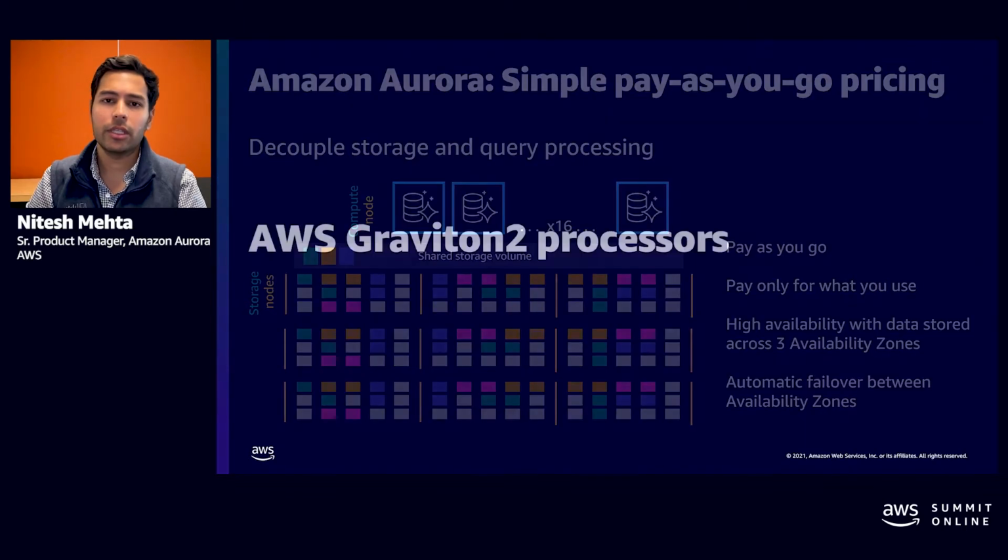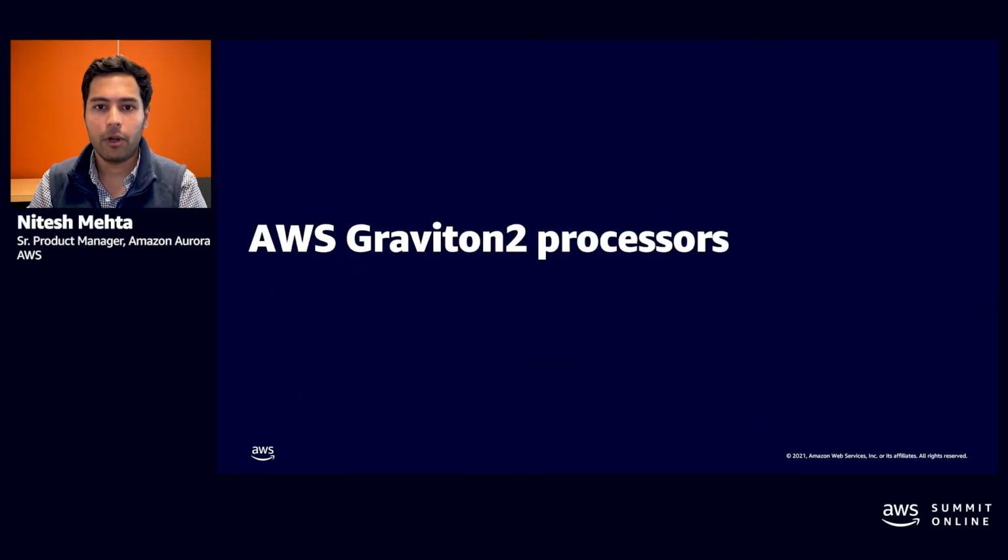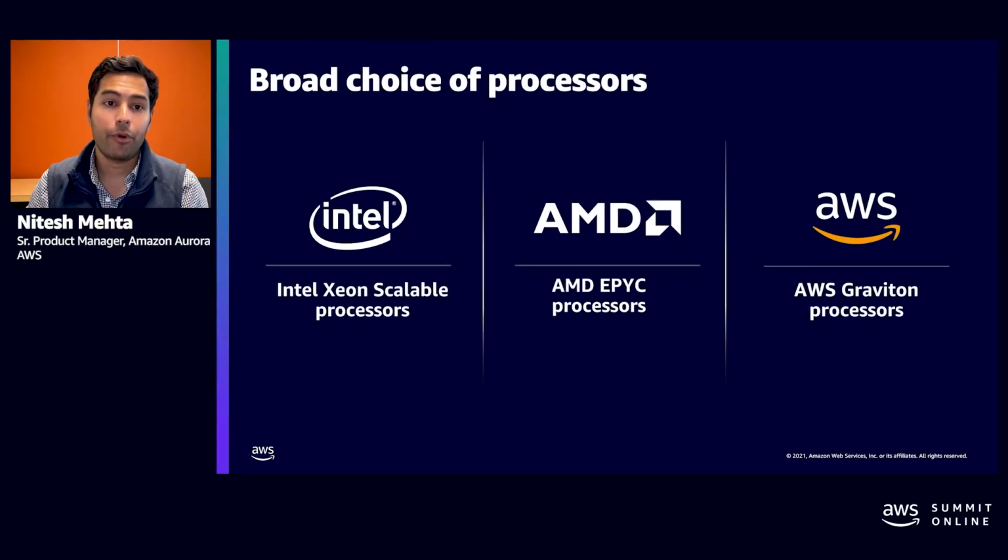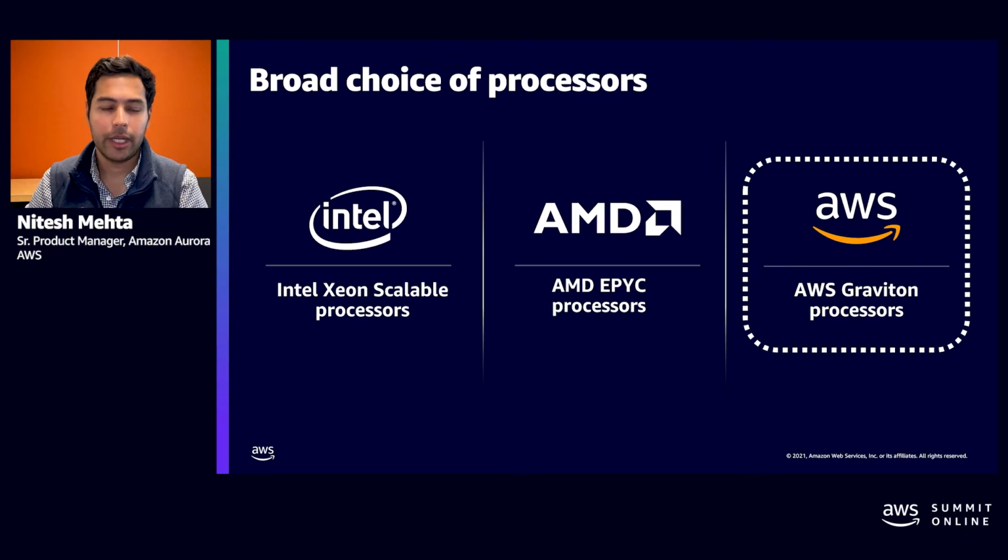Now let's switch gears a little bit. We're talking about Graviton2 processors next. AWS offers the broadest choice of processors today in the market. We currently offer Intel and AMD processors. So right now, the Intel Xeon processor family, the AMD EPYC processor family, and with Graviton, AWS has launched its own line of processors. So before we discuss Graviton specifically, I wanted to discuss why we decided to do this.